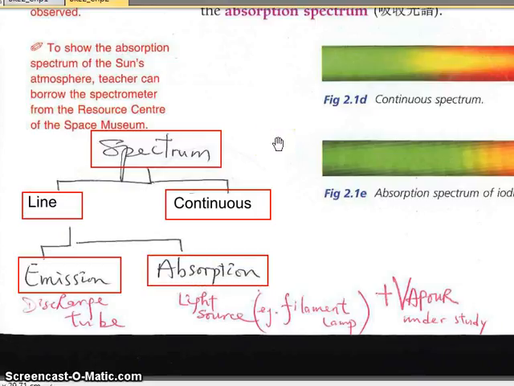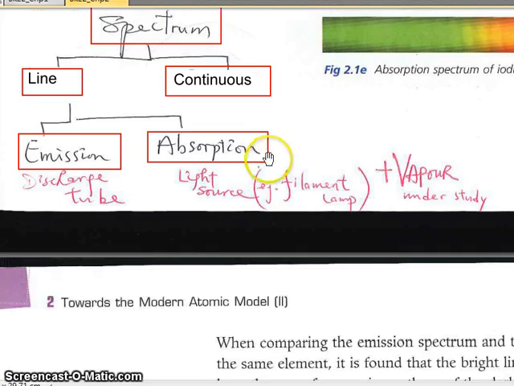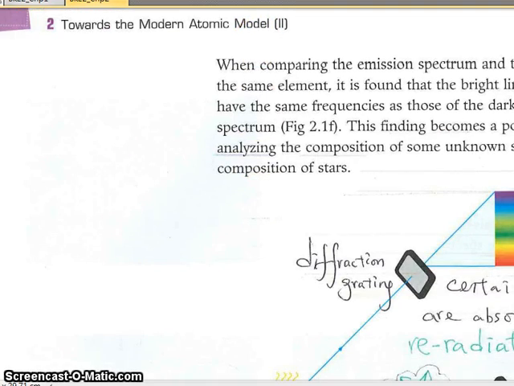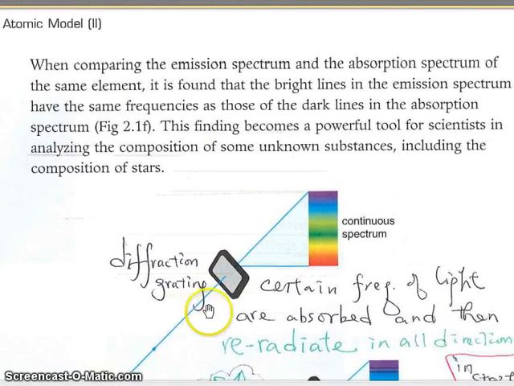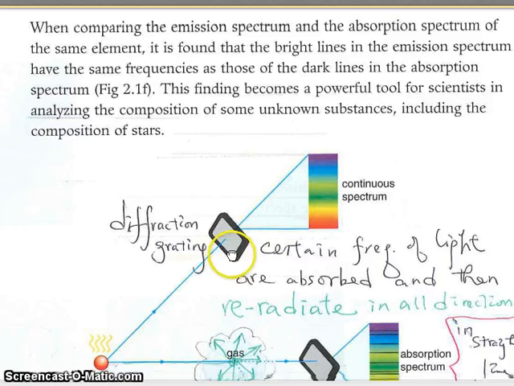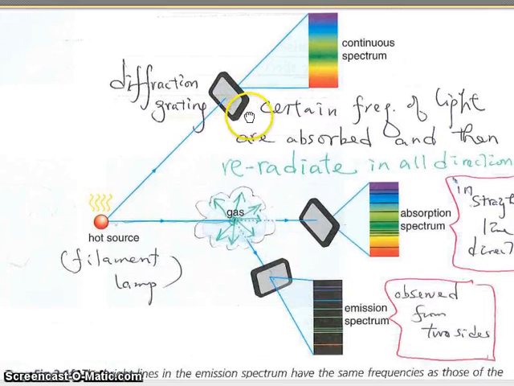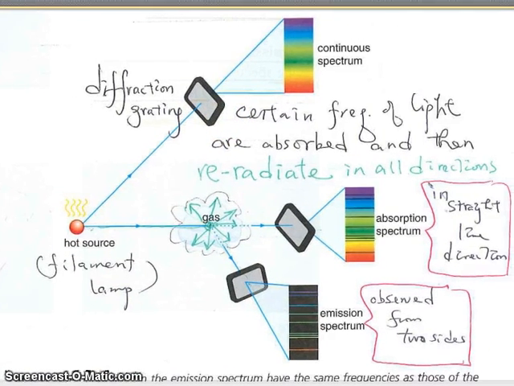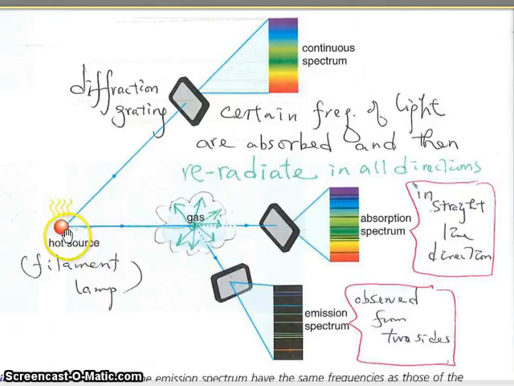Well, you may now turn to the next page and see what the book says about these. So on the next page, there we are. You can see in the middle there is a diagram. The diagram is important. Let me go through the diagram with you. First of all, there's a hot source. It may be a filament lamp, it may be the sun. And then the light can pass through the diffraction grating directly, and so you can see a continuous spectrum.